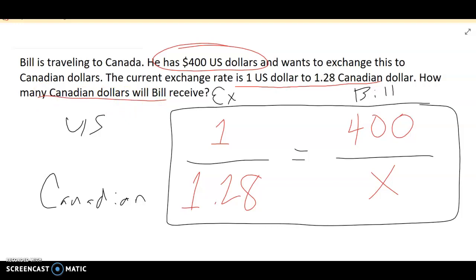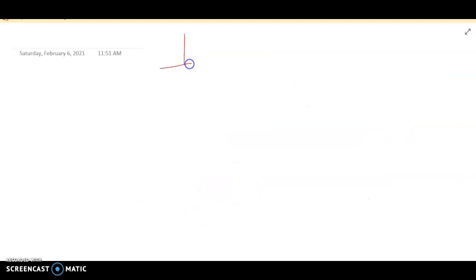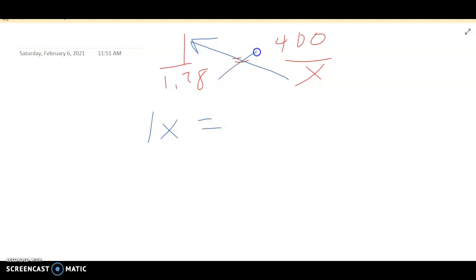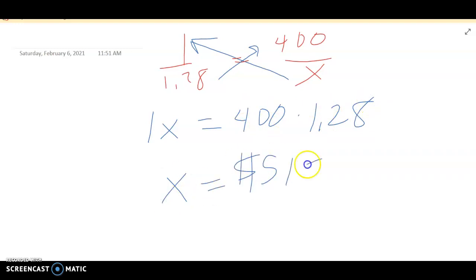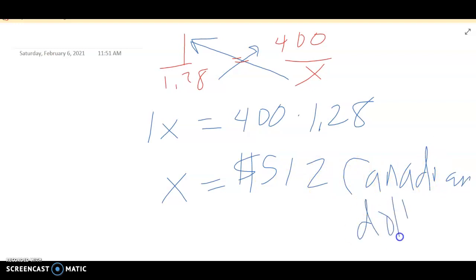Once we have this set up, we've got the ratio 1 over 1.28 equals 400 over x. Now I can solve this like a normal proportion. I cross multiply. Denominator of one times the numerator of the other. So 1x equals 400 times 1.28. That gives me x equals 512 Canadian dollars. And that's the basis of currency exchange with proportional reasoning.